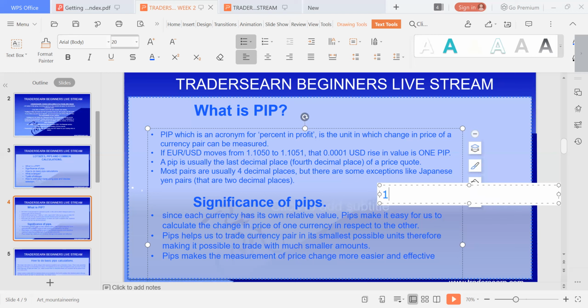So this makes it possible for us to trade in smaller amounts. Without pips, it would be very difficult to just trade from an integer to an integer. It would not be easy because there are a lot of values between $1 and $2. Now, pips make the measurement of price change easier. It is almost similar to the first point. It makes it very, very effective to measure the change and quantify it. All right, let's move on.